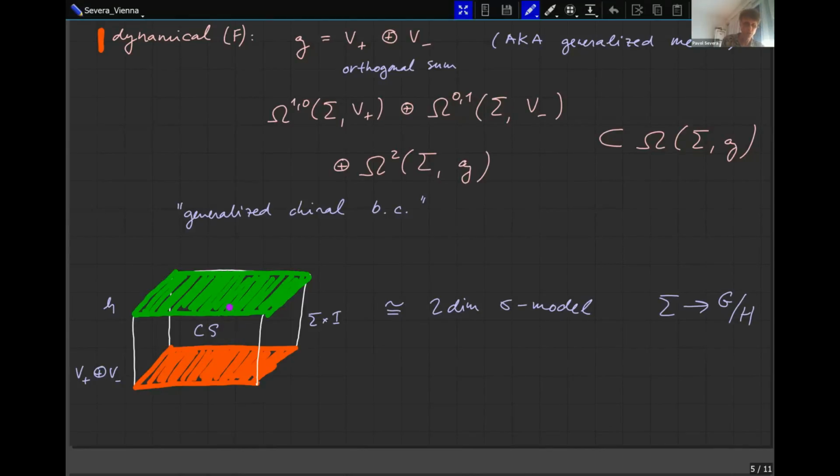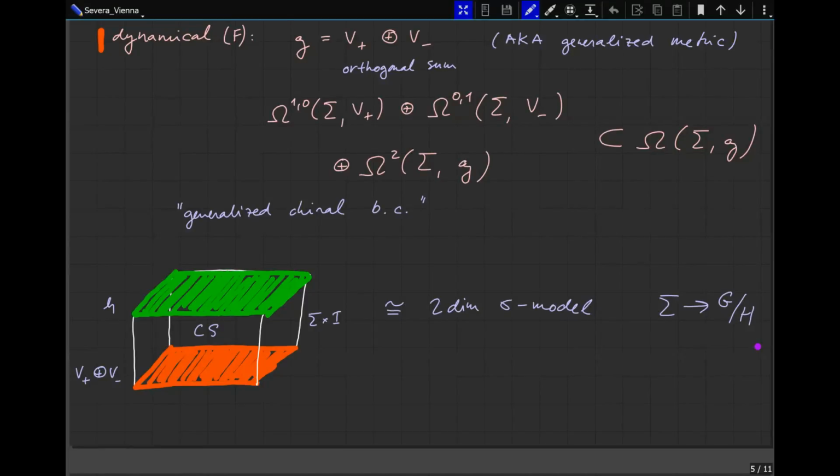That would give us an element of G. But since we still have those gauge transformations with values in H on this green part, it's well defined only modulo H. So that's roughly how this happens. But it's not terribly clear why it is a two-dimensional sigma model, or for that matter, what is the metric on G mod H? It's not obvious, it's not G invariant. It's a strange thing. So let me now explain.